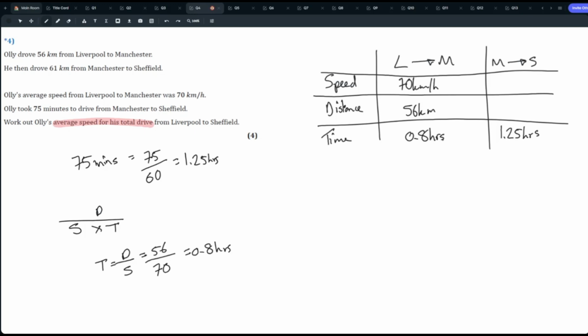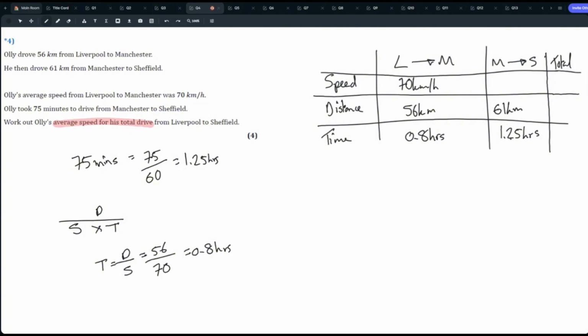So we want the average speed by the end. So what I'm going to do is I'm just going to extend this. And this is going to be our average speed for the total. Or what I can do actually is I'm going to call this total instead, not average. So we'll call this total. So next bit is what else do we need? He drove 61 kilometers from Manchester to Sheffield. So we know the distance here is 61 kilometers.